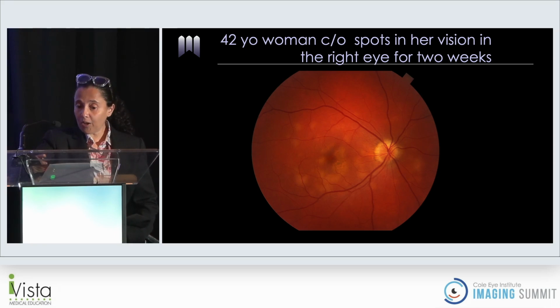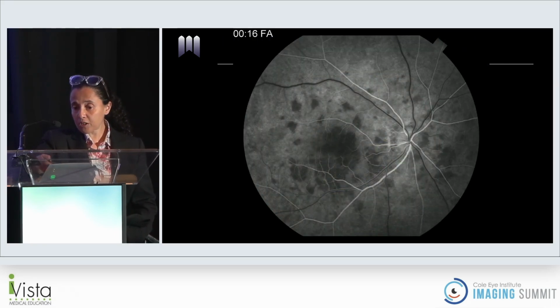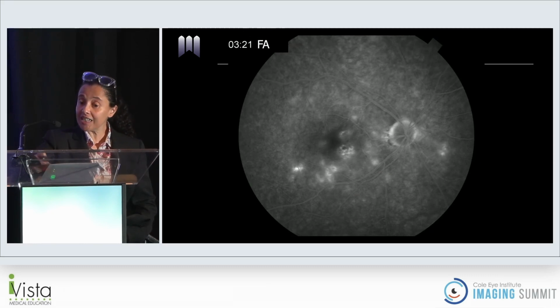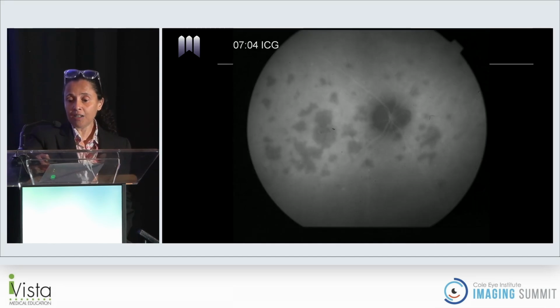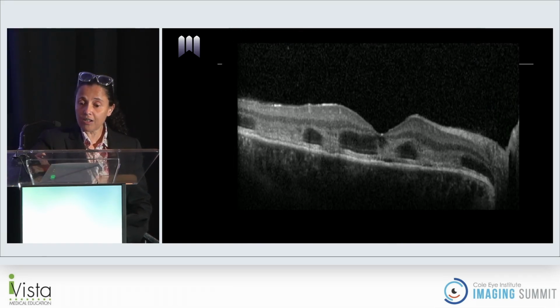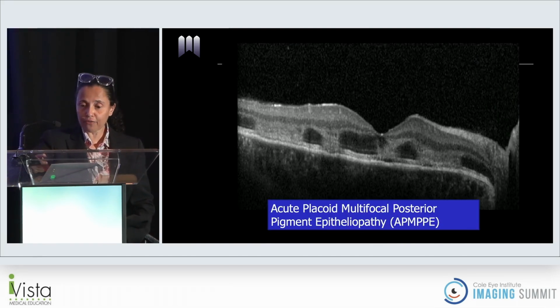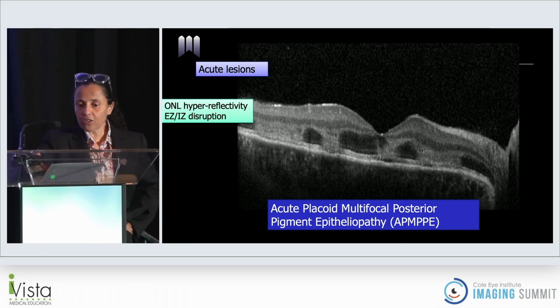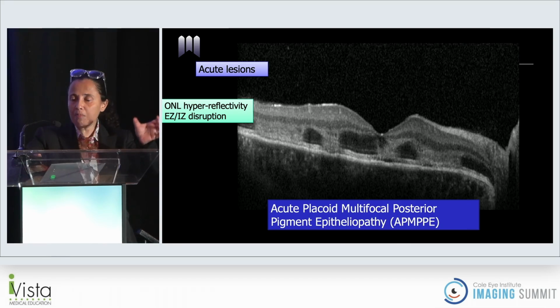So here's another white dot. This one, there's a lot more spots, hypofluorescent on fluorescein, and then with late staining. And you could see that some lesions have pigmentation in them. With ICG, they're hypofluorescent, even from the earliest ICG frames. So this is now AMPPE. And so here the clue is this block of hyperreflectivity of the outer retina.